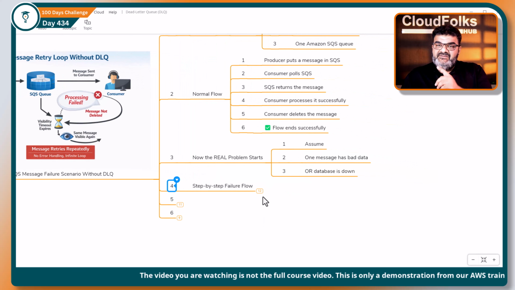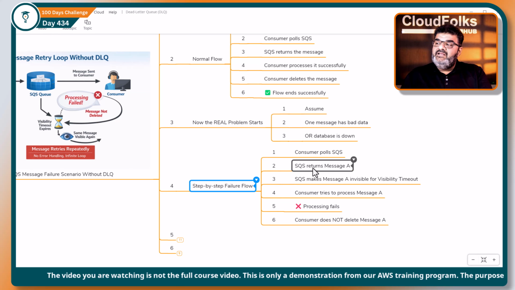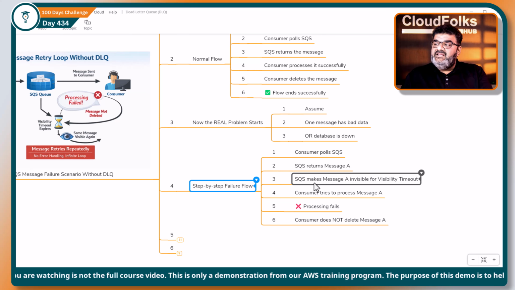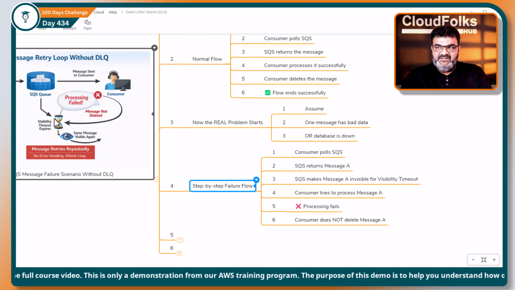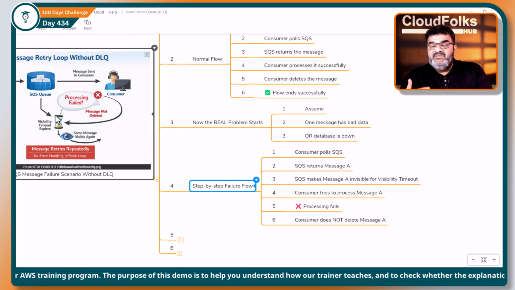Now let's understand this failure flow. The consumer polls SQS. It is a normal process. Now SQS returns message A. Message A means the problematic message. SQS makes message A invisible for the visibility timeout. As you know about this visibility timeout, whenever the consumer pulls this message, SQS is not going to delete this message. It is going to start the visibility timeout. During this time, the message will disappear from the queue, so another consumer cannot pull this message, right?